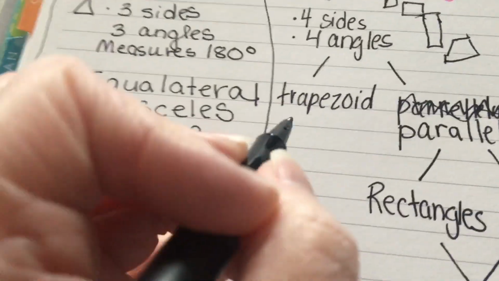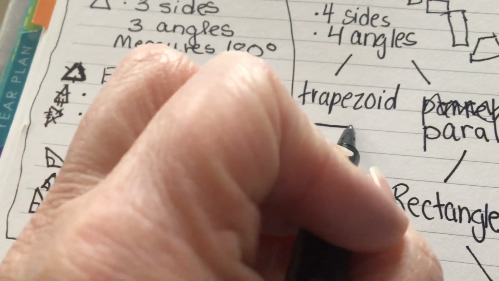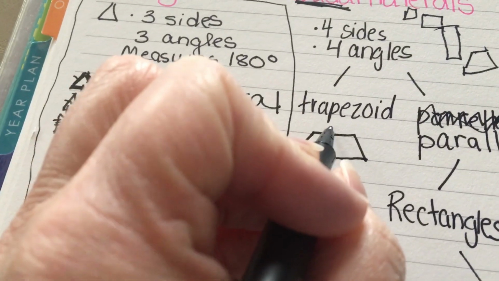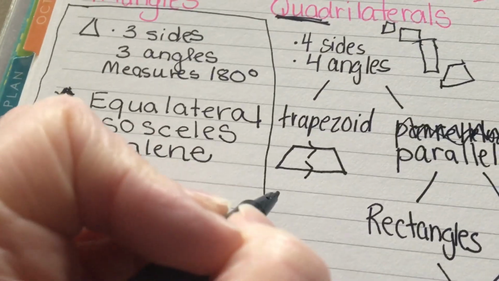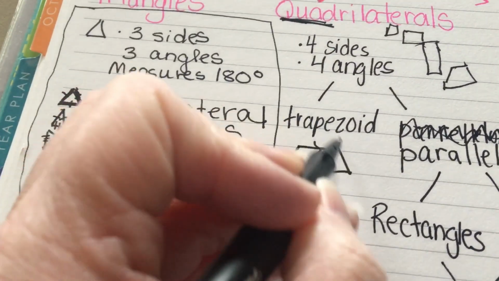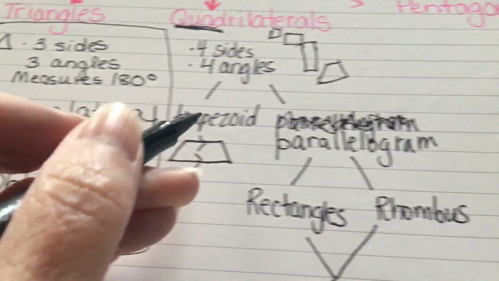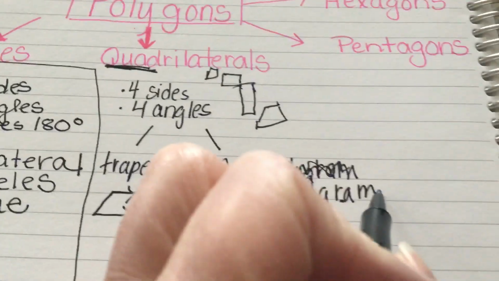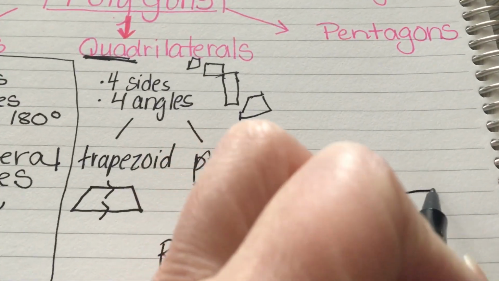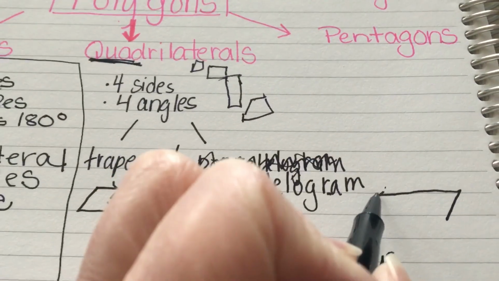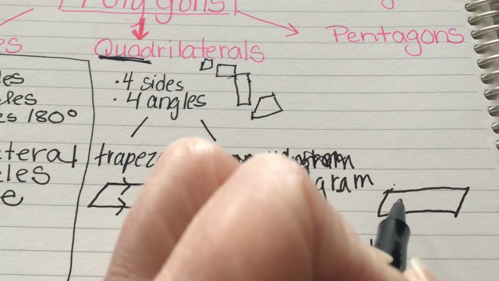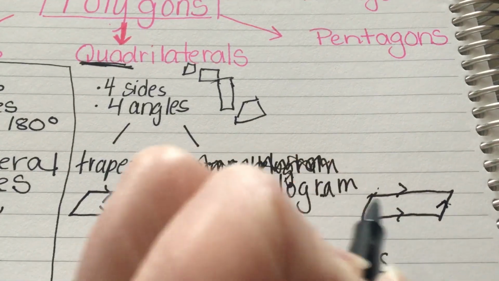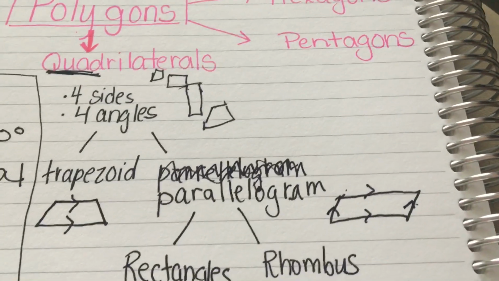So our trapezoid just has our one set of parallel sides. So that means this side is parallel to this side. But these are not parallel. So that would be a trapezoid. A parallelogram would mean two sets of parallel sides. So just a plain parallelogram might look like this. This side is parallel to this side, and this side is parallel to this side, okay?